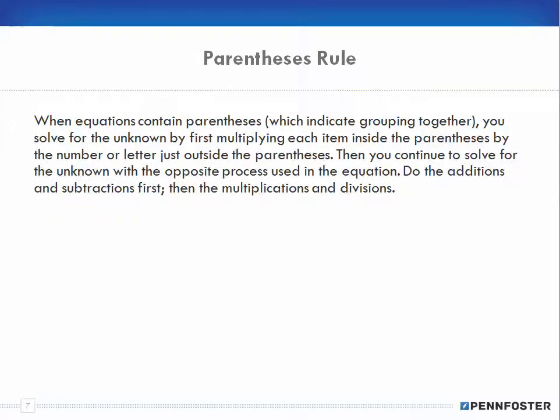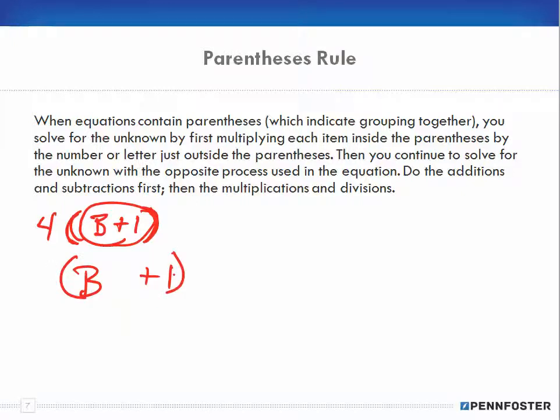Okay. All right, parentheses rule. And this is getting to be more and more complicated as we move along here. When equations contain parentheses, which indicate grouping together, so in that first slide we had 4 times b plus 1, the parentheses means the quantity, right? And that's grouping the b and the plus 1 together, and then we're multiplying that grouping by 4 itself. That's what that first sentence means.